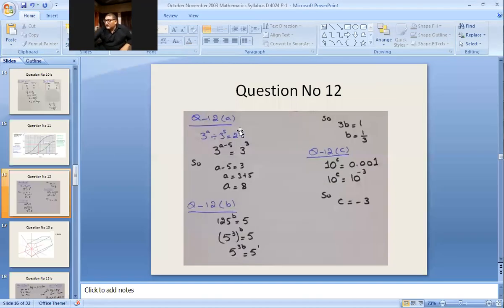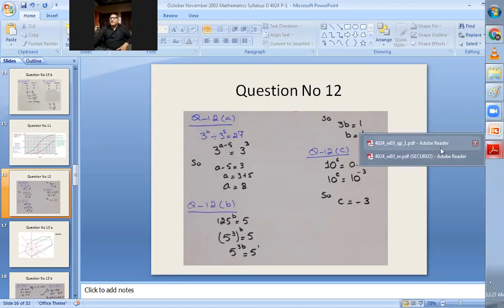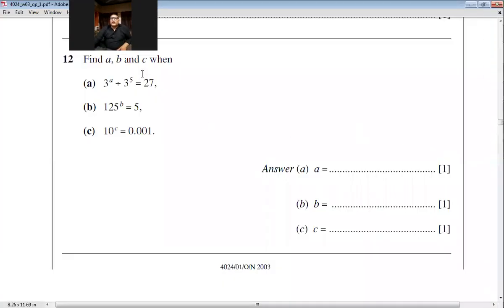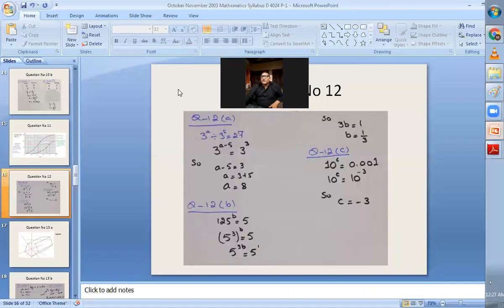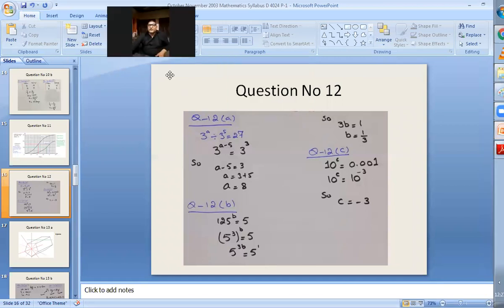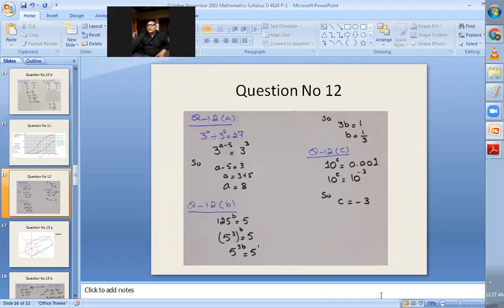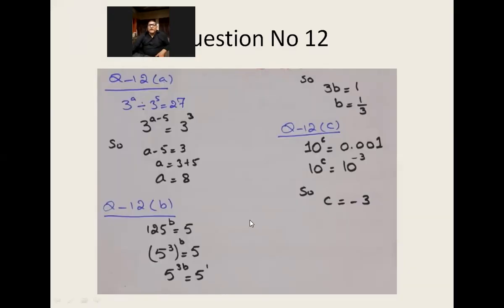The next question is, let me show you. Find the value of A, B, and C. 125 raised to power B equals 5. So let me show this. Here we go. So it will be 125 raised to power B equals 5.